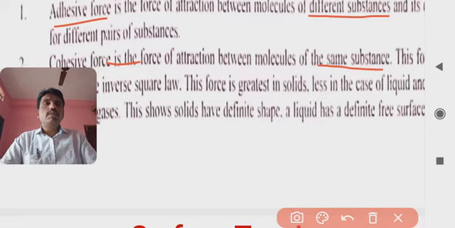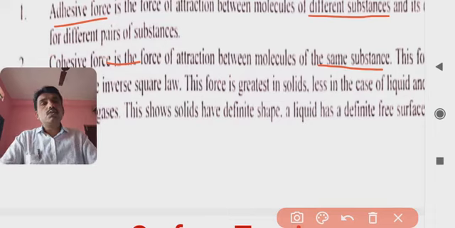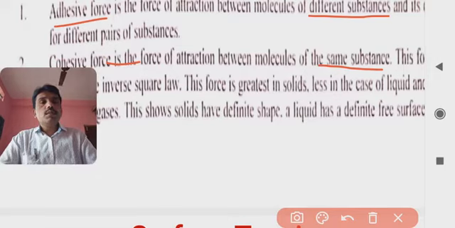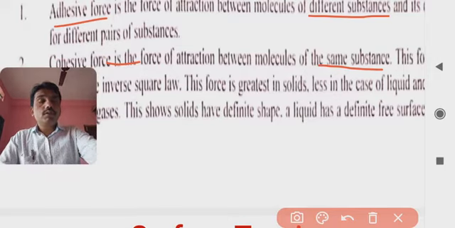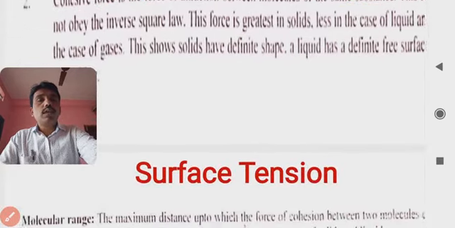A liquid has a definite shape only at the surface, in the surface area. As for gases, the force of attraction is very least, so it is very less in gases than in liquids. So this is what we can say about the forces.